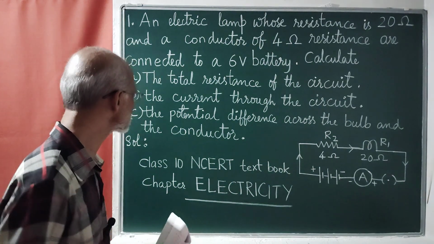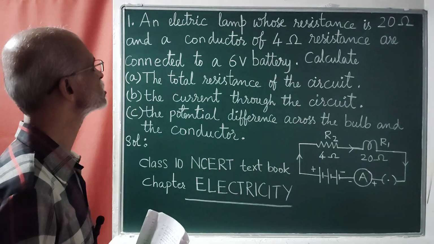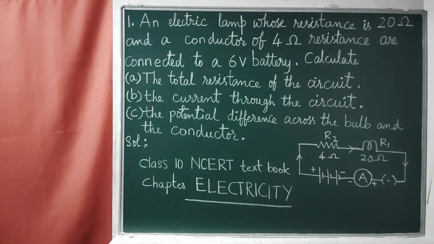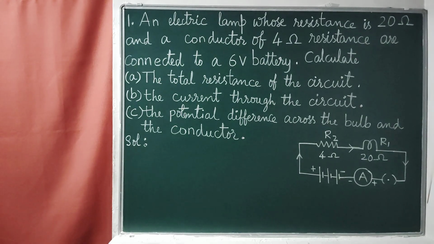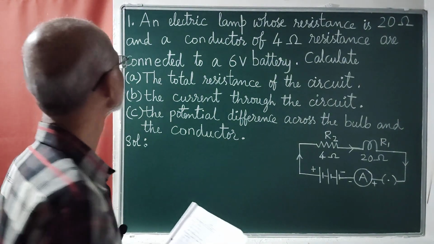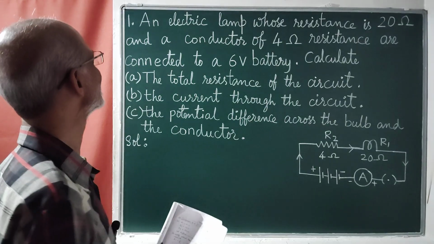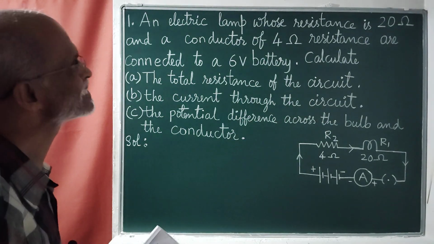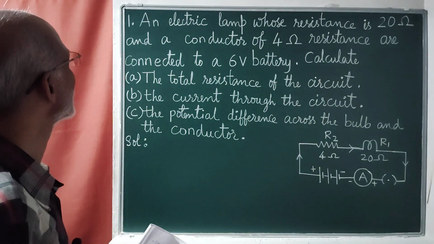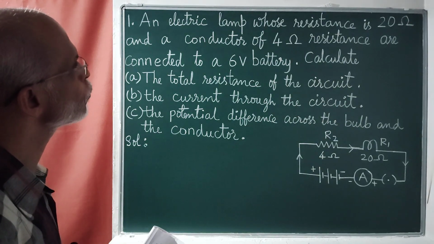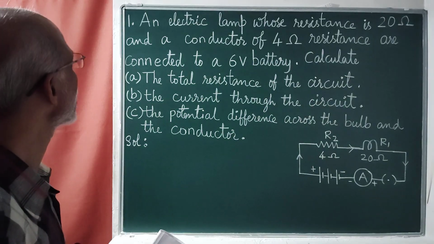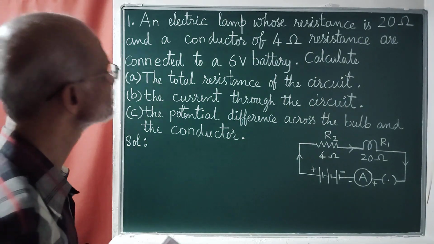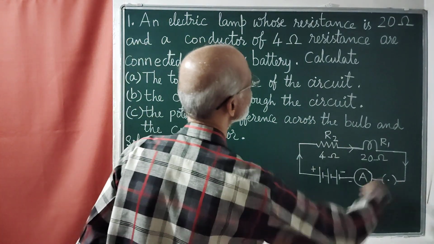In this class, we'll solve sums from the class 10 NCERT textbook. The sum is: an electric lamp whose resistance is 20 ohms and a conductor of 4 ohms resistance are connected to a 6-volt battery. The circuit diagram is also given.